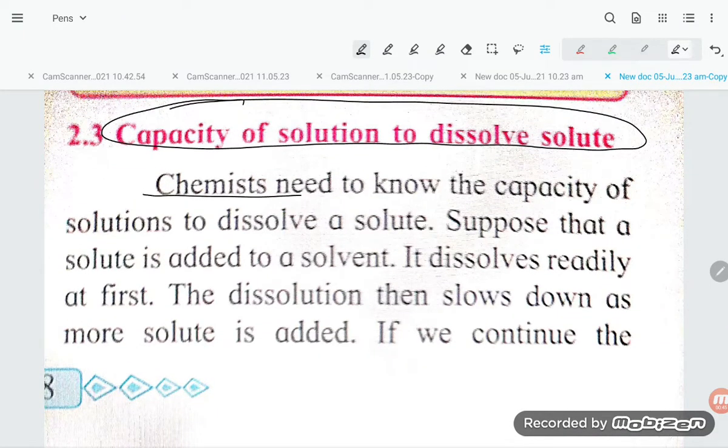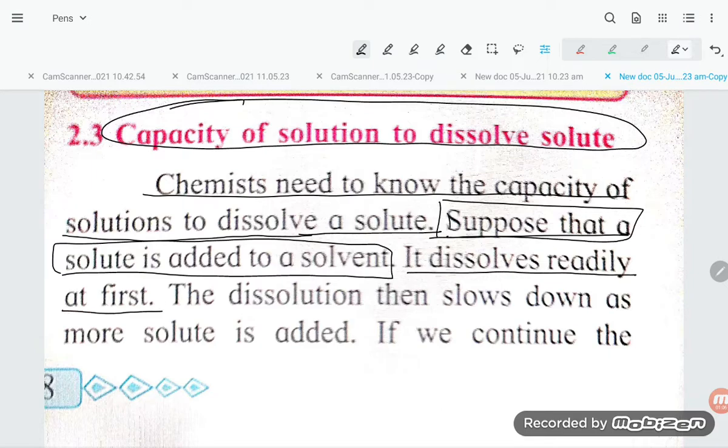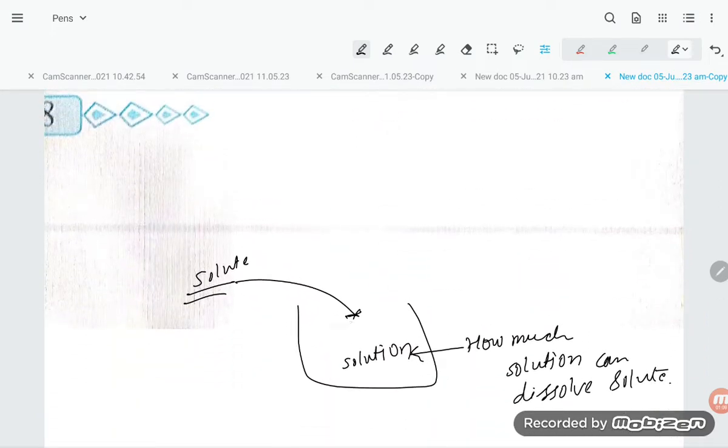So they are saying chemists need to know the capacity of solution to dissolve a solute. Suppose that a solute is added to a solvent. You are adding the solute to the solvent, and it dissolves readily at first. So initially, when you are adding this solute, it dissolves more.